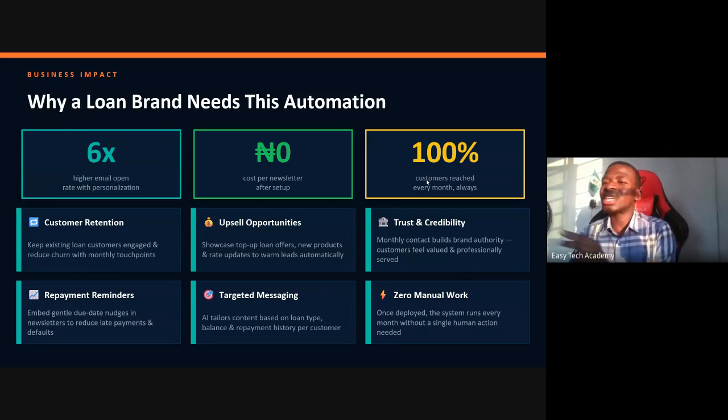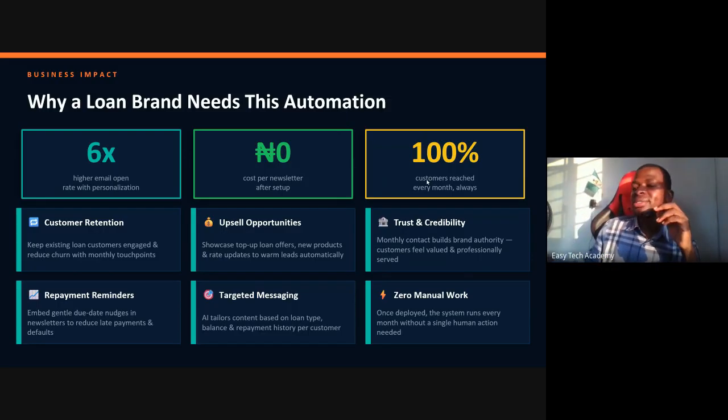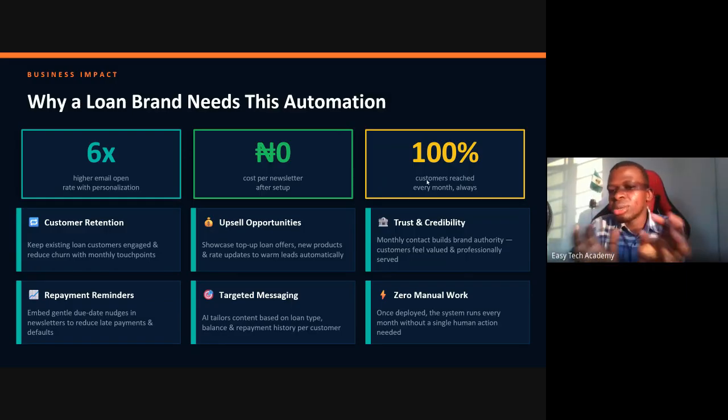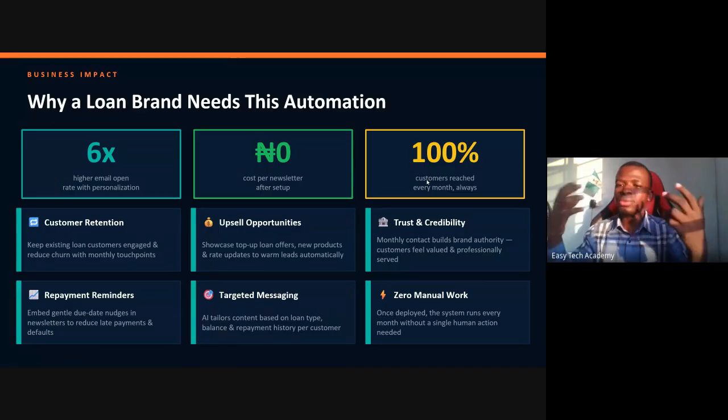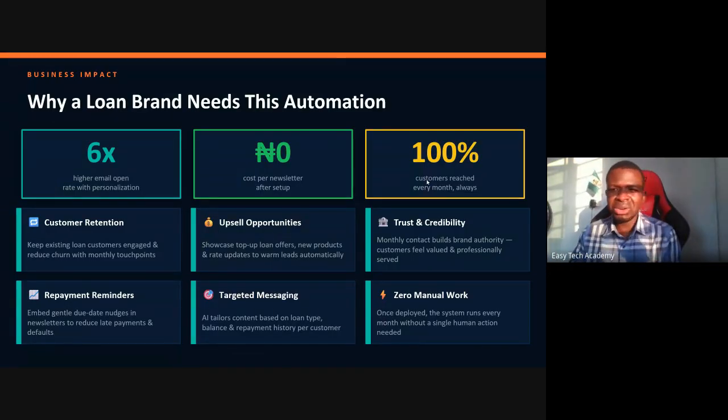Number three, trust and credibility. Some persons may not buy the first time. Some persons may not buy the second time. But when you keep sending them monthly emails, I know a student who has been watching us for more than 1 year. The person has been in our community but did not register. But then the person has been seeing our emails, our messages, our projects, and a whole lot. All of a sudden, they say, "Oh, I want to register." It also builds trust and credibility. Number four, we have repayment reminders. We have targeted messaging. We have zero manual work. You can see the benefits.